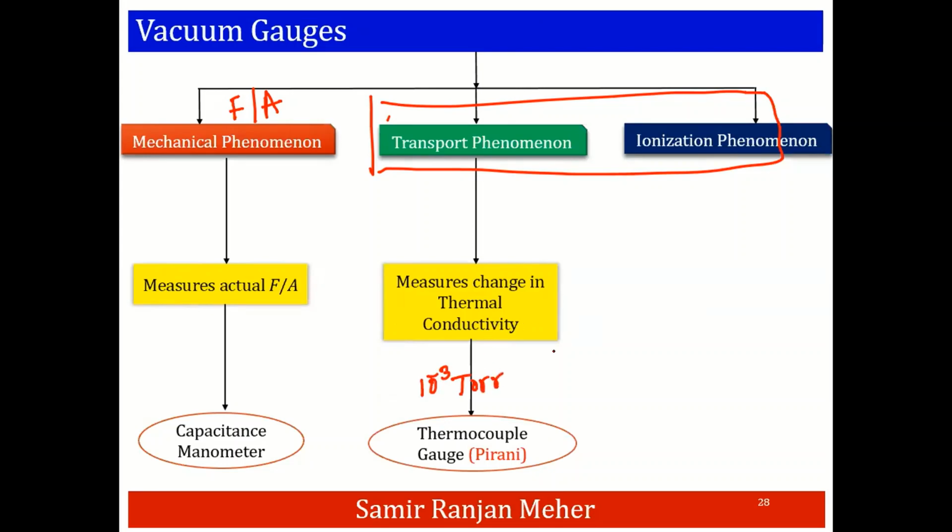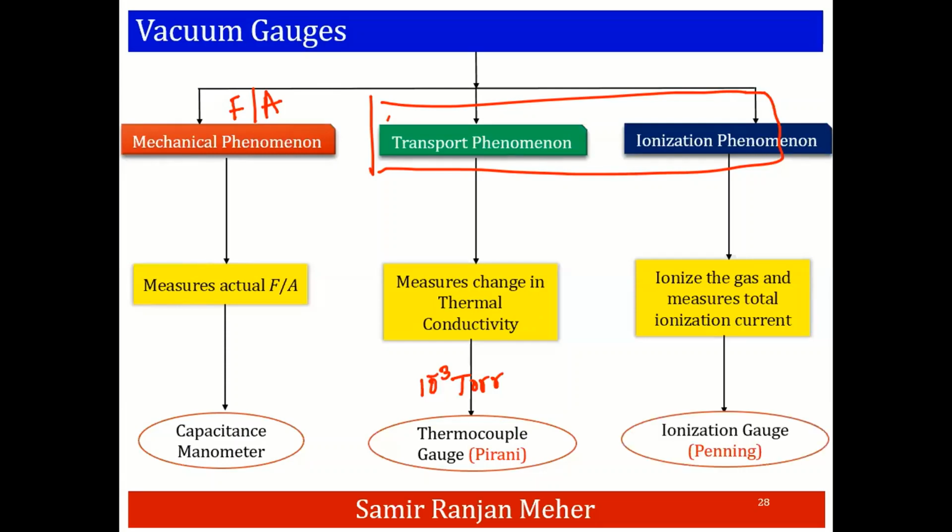Whereas when the pressure is very, very low, below 10 to the power minus 3 torr, we cannot use the change in thermal conductivity principle. We have to go for ionization of the gas. We ionize the gas and measure the ionization current, which depends directly on the pressure of the chamber. The example here is the ionization gauge or the Penning gauge. So this is briefly about the different vacuum pumps and vacuum gauges, which we will be using for either evaporation or sputtering.